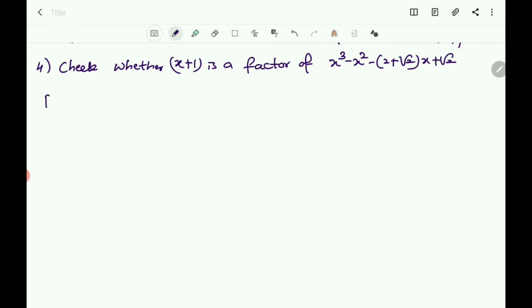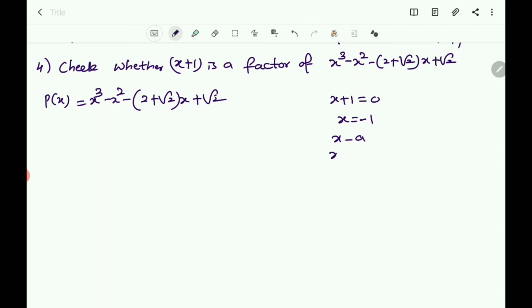Here you take P of x equals x cube minus x square minus of 2 plus root 2 into x plus root 2. Again you take x plus 1 equals 0, which means x is equal to minus 1. So x minus a means x minus of minus 1. So you have to find out P of minus 1.